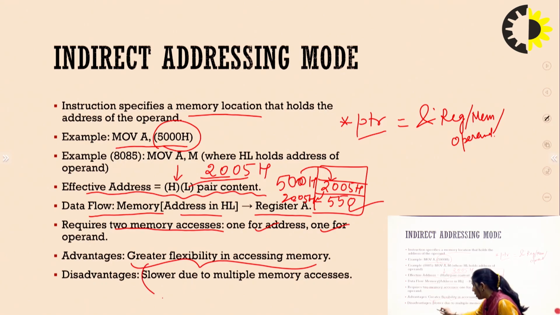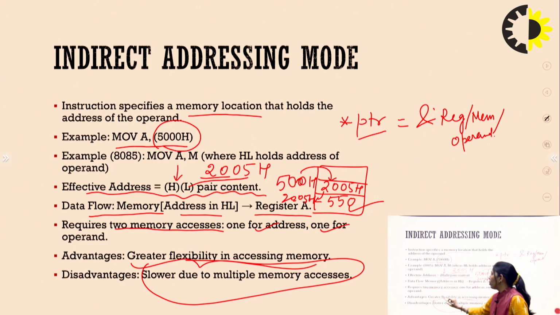The disadvantage here is that, due to the double access of the memory, it is comparatively slower than the initial addressing modes.